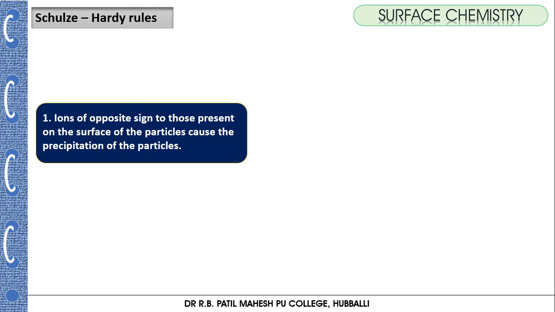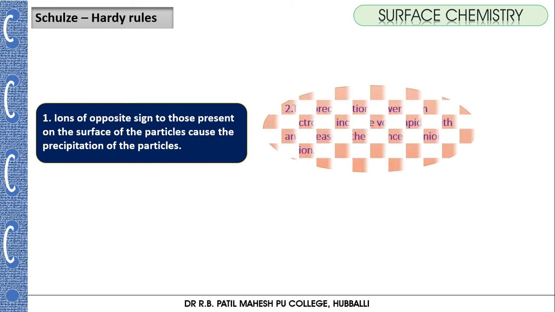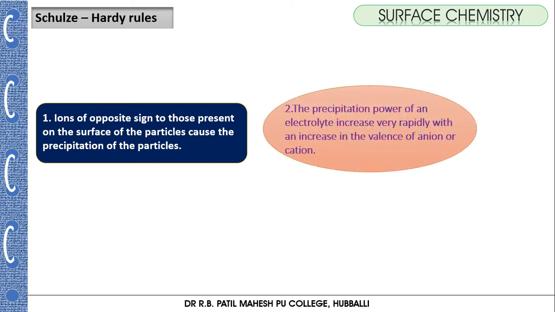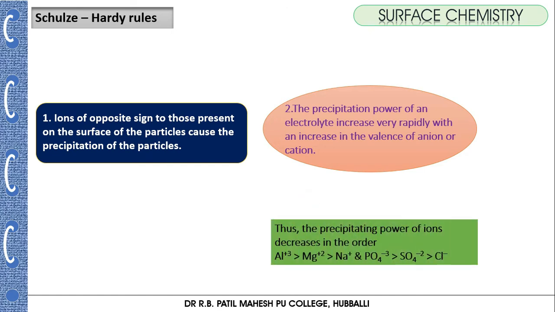Ions of opposite sign to those present on the surface of the particle cause precipitation of the particles. The precipitation power of an electrolyte increases very rapidly with the increase in the valency of the anion or cation. Thus, the precipitating power of ions decreases in this order. In the case of positively charged ions, it is Al3 plus that has a maximum ability of causing precipitation and is required in minimum amount. Whereas in causing precipitation of a positively charged sol, it is phosphate that is required in minimum amount and has maximum ability.